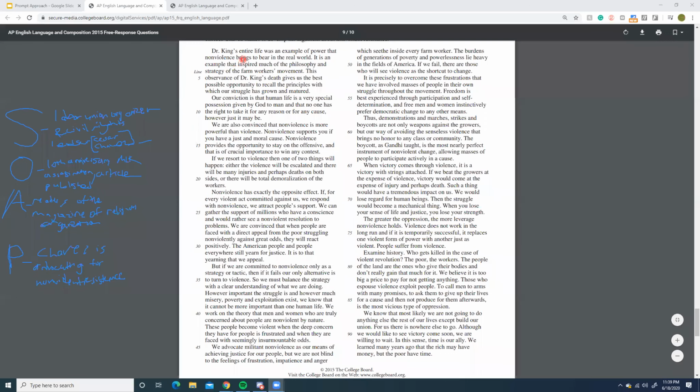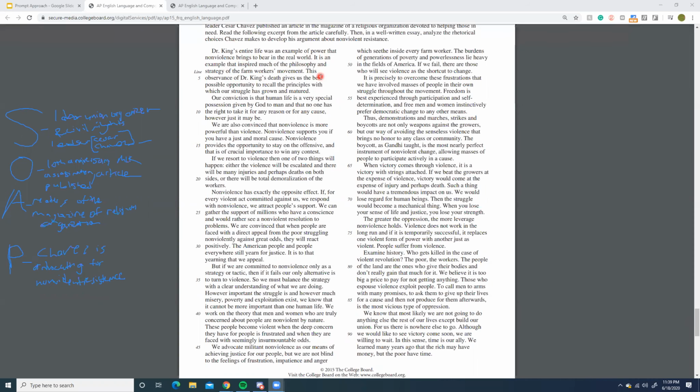Okay, so Dr. King's entire life was an example of the power that nonviolence brings to bear in the real world. It is an example that inspired much of the philosophy and strategy of the farm workers' movement. This observance of Dr. King's death gave us the best possible opportunity to recall the principles with which our struggle has grown and matured. Our conviction is that human life is a very special possession given by God to man, and that no one has the right to take it away for any reason or any cause, however just it may be. We are also convinced that nonviolence is more powerful than violence.